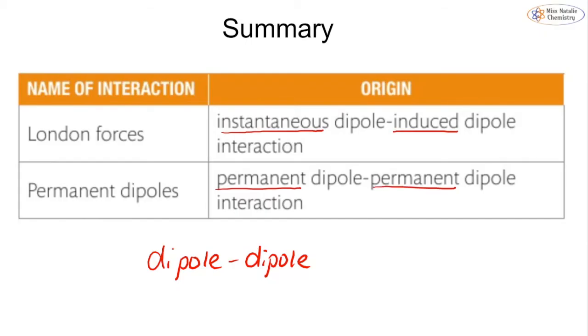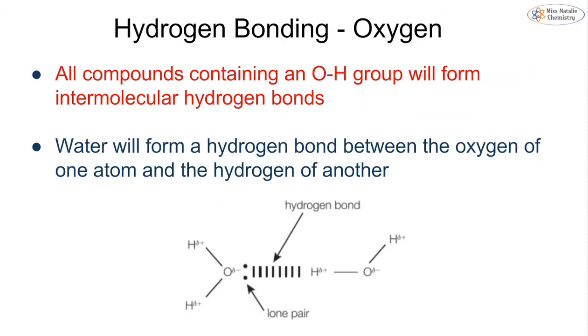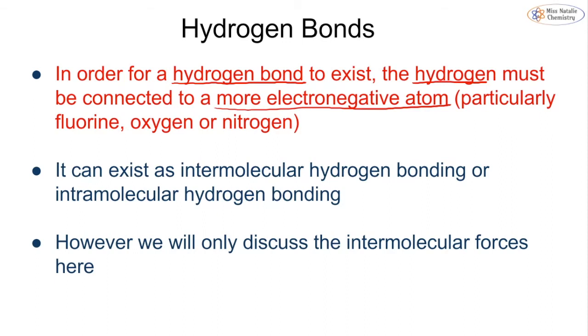So let's have a look at the third and strongest type of intermolecular force. These are known as hydrogen bonds. So in order for a hydrogen bond to exist, the hydrogen in a substance must be connected to a much more electronegative atom, and there are only 3 atoms that this can happen with, and it is when the hydrogen is connected to a fluorine, an oxygen, or a nitrogen.